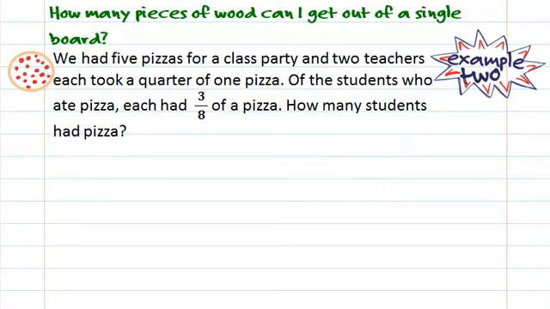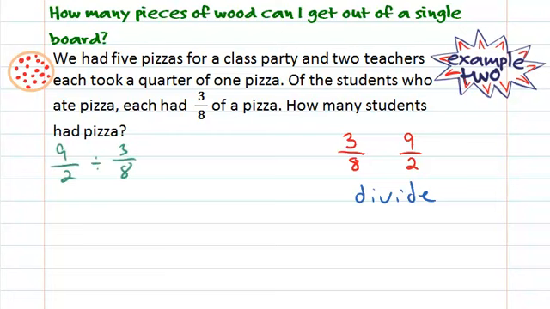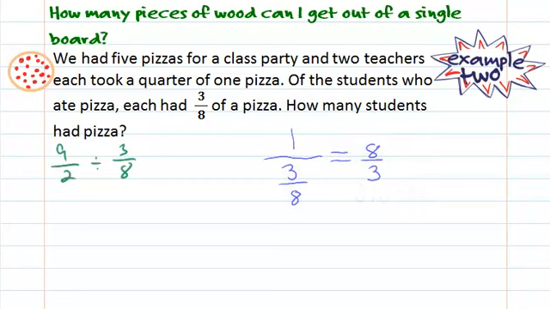First, let's find the fractions in the problem. So we have 3 divided by 8 and 9 divided by 2. Second, let's determine the operation we need to perform to answer the question. That is division. And third, perform the operation. So 9 divided by 2 divided by 3 divided by 8. Remember that division is the same as multiplying by the reciprocal.